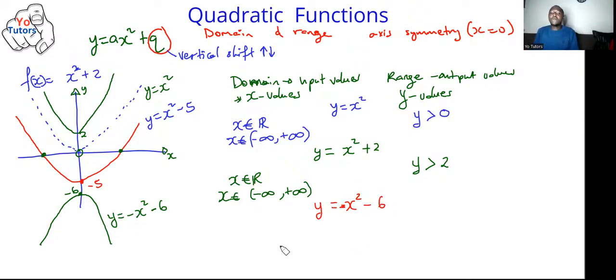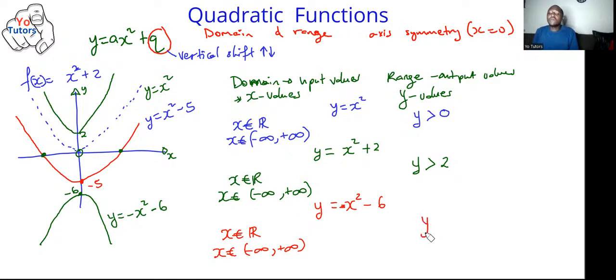Now, when it's y equals negative x squared minus 6, we want to talk of the domain here. Domain remains the same. Remember what happens? The domain is occupying all the x values. x is an element of real numbers, x element of negative infinity to positive infinity. What about on this side here? What are we going to have here?